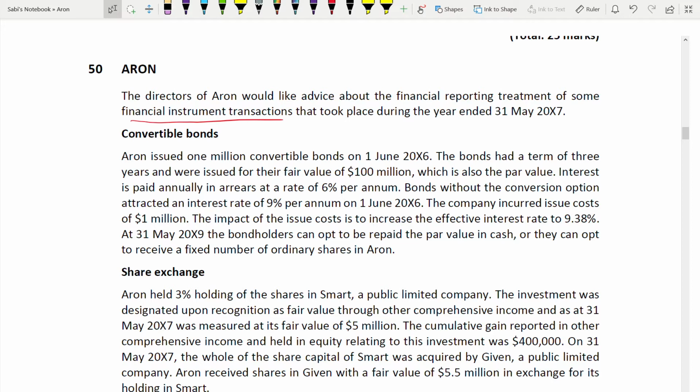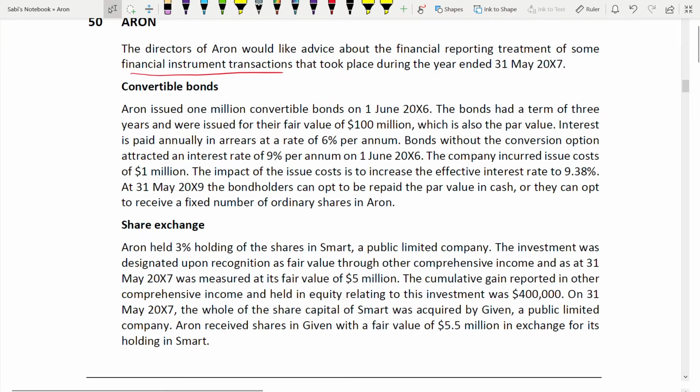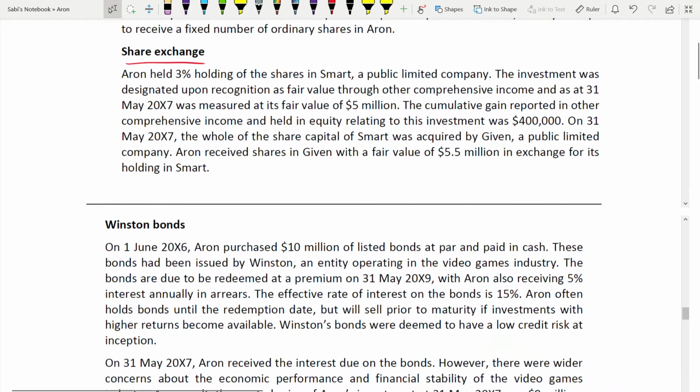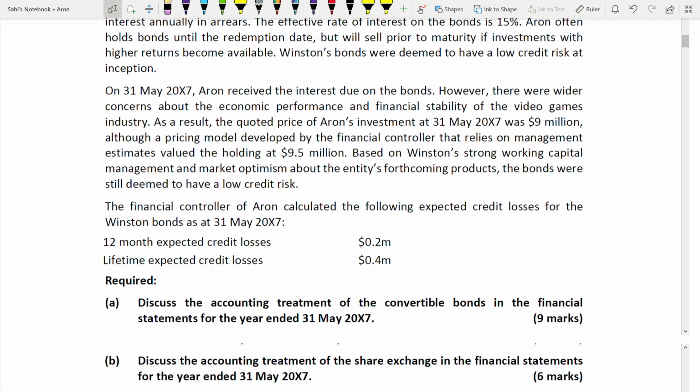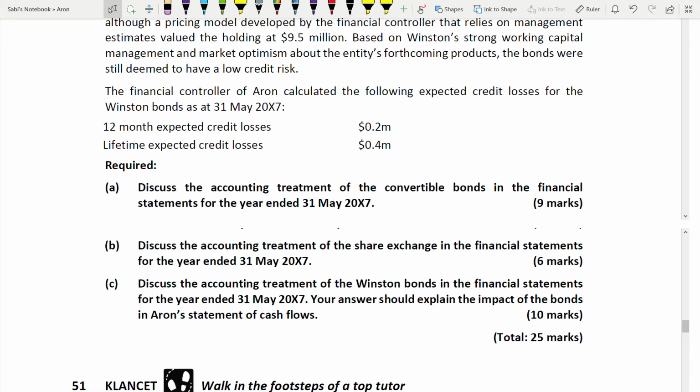If you see my lectures on IFRS 9, there are 10 parts to it. That is one of the biggest topics that I've covered. Under this question we have issues like convertible bonds, share exchange, then Winston bond. These are the three issues, and the three requirements target these three separate paragraphs. First one relates to the convertible bond, second one relates to the share exchange, third one relates to the Winston bond. This will help you plan your answer.